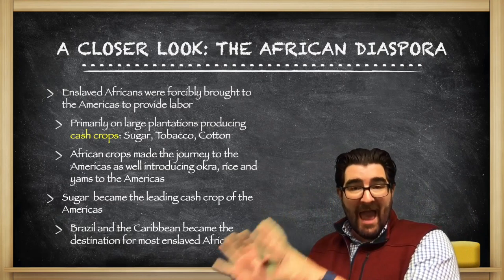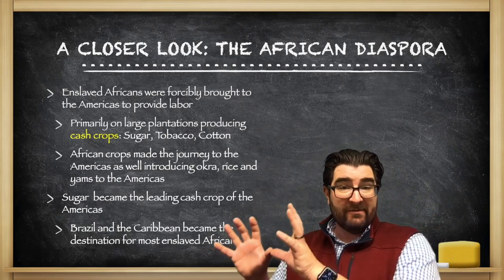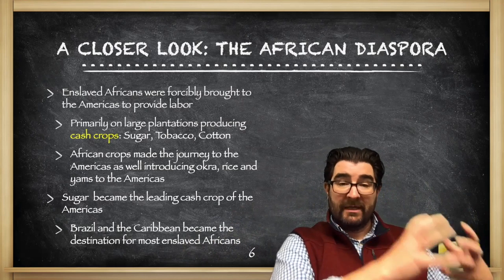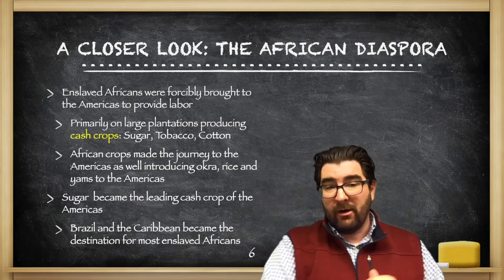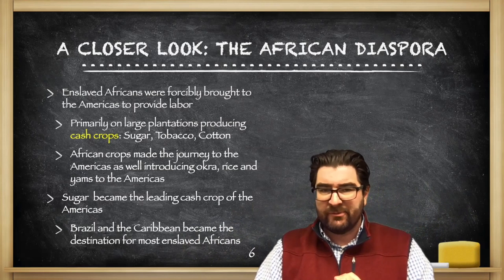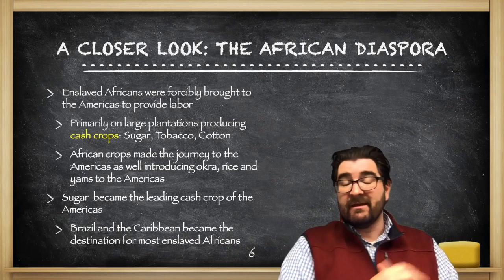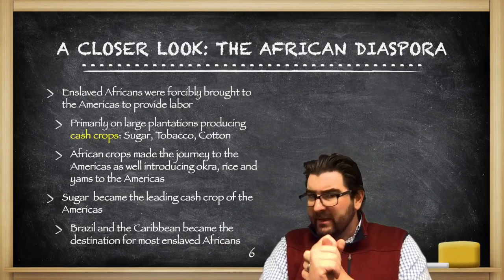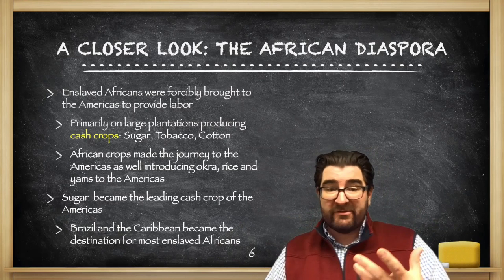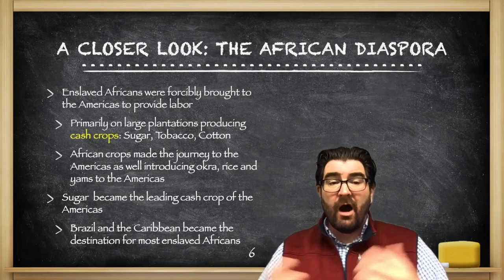Europeans will look to Africa, and they will purchase or trade for enslaved Africans to bring across the Atlantic Ocean to live and labor in the Americas. And this is an event known as the African diaspora, as over 12 million Africans from West Africa will be brought into the Americas, primarily to work on large plantation farms, producing cash crops. This is sugar, this is tobacco, this is cotton, this is coffee.